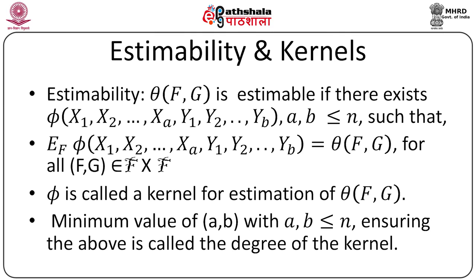Now, consider the estimability of a functional. Theta is said to be estimable if there exists some estimator which unbiasedly estimates theta. That is, formally, theta is said to be estimable if there exists a function phi with arguments x1, x2 up to xa and y1, y2 up to yb such that expected value of phi equals theta for every (F, G) belonging to the product space. Then phi is called a kernel for estimation of theta. Minimum value of the pair (a, b) with a and b both less than or equal to n, ensuring the above, is called the degree of the kernel.